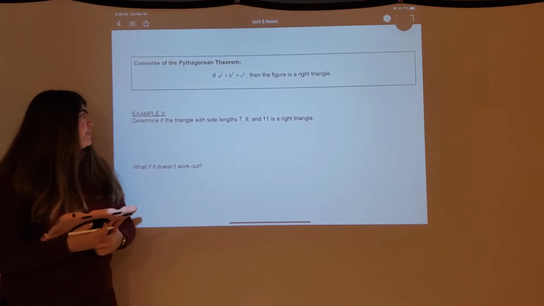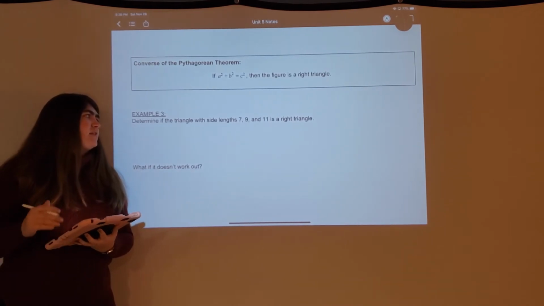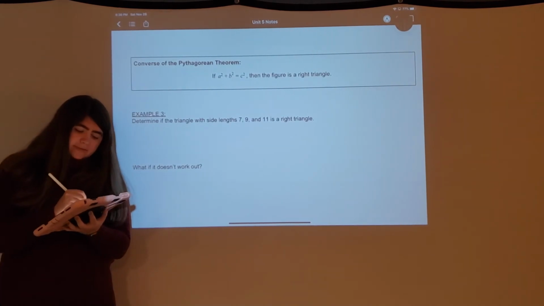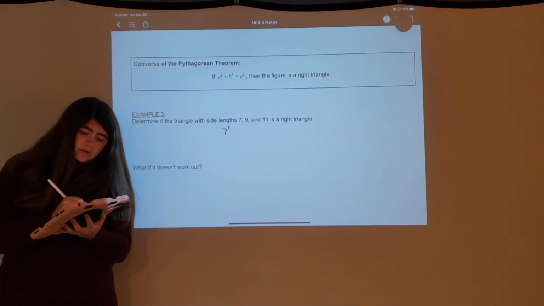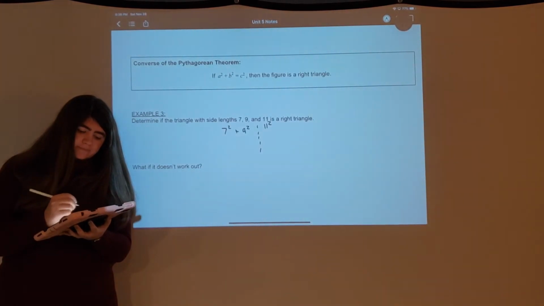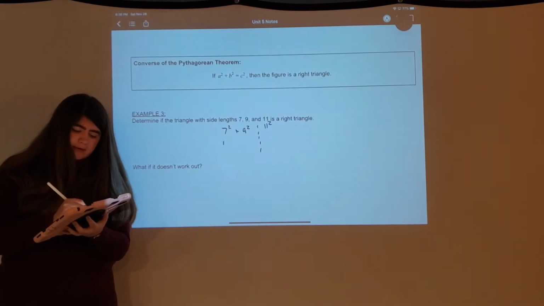So let's take a look at an example. I have example 3. Determine if the triangle with side lengths 7, 9, and 11 is a right triangle. So I have 7 squared plus 9 squared, and I'm comparing that to 11 squared. 7 squared is 49. 9 squared is 81.